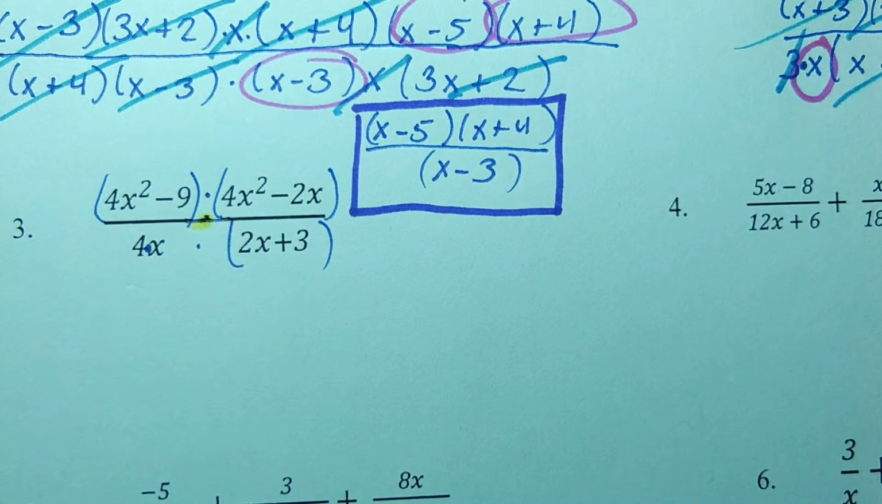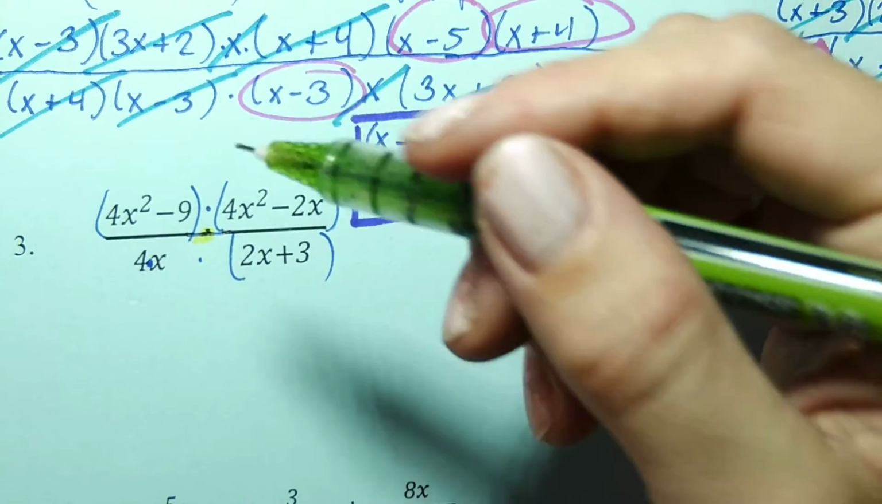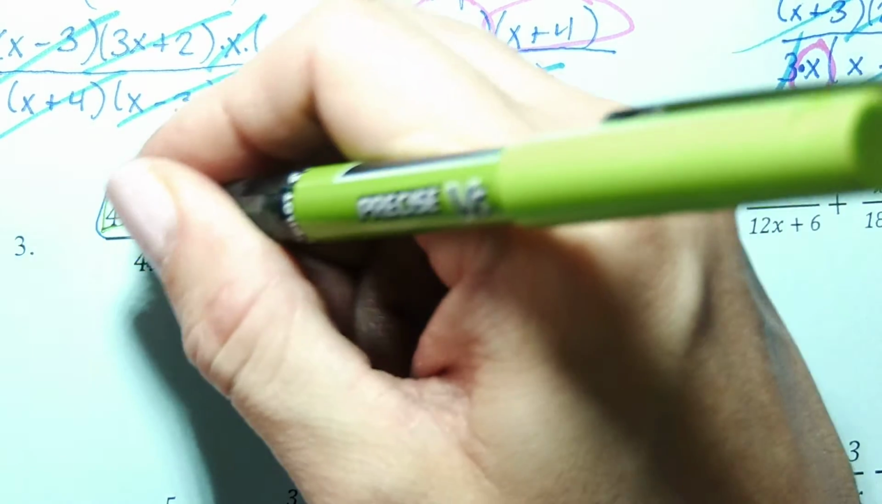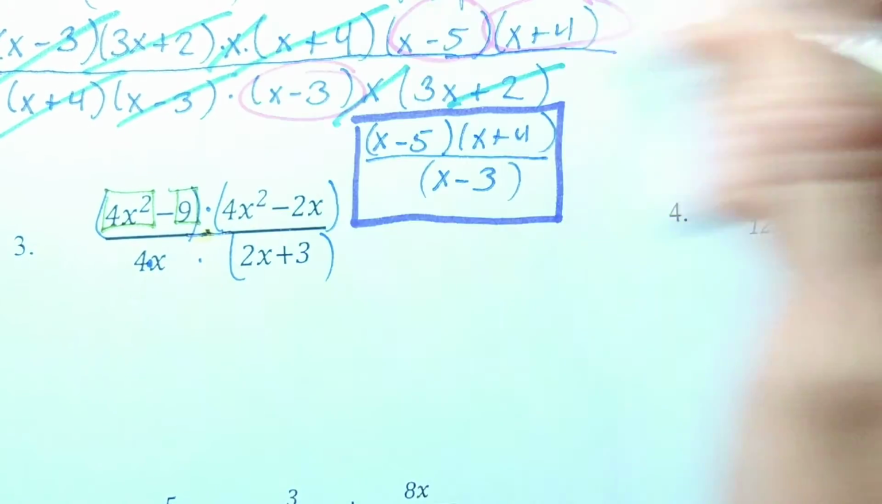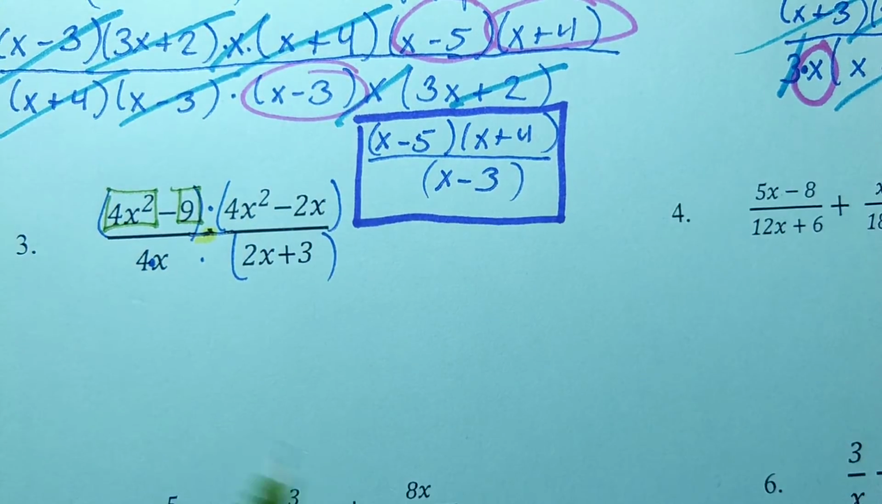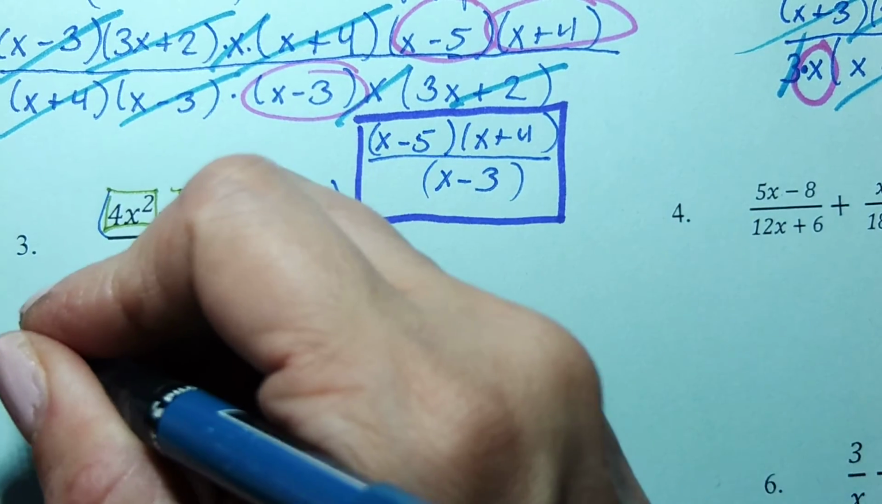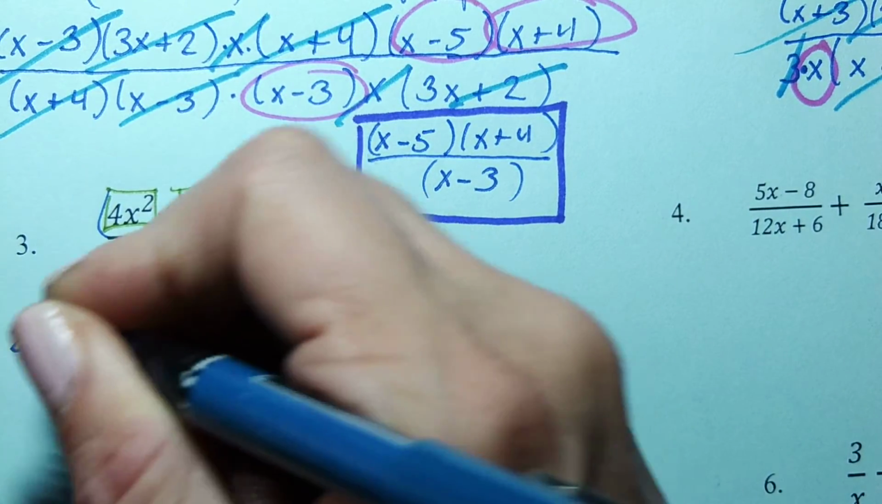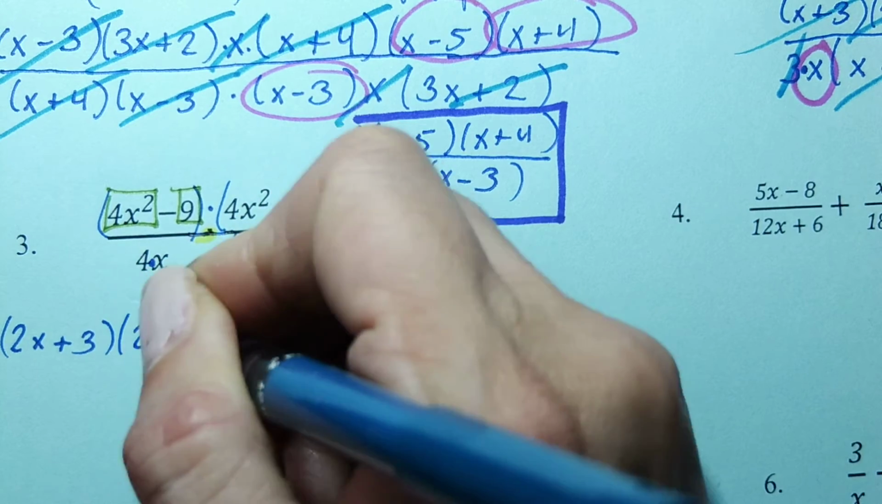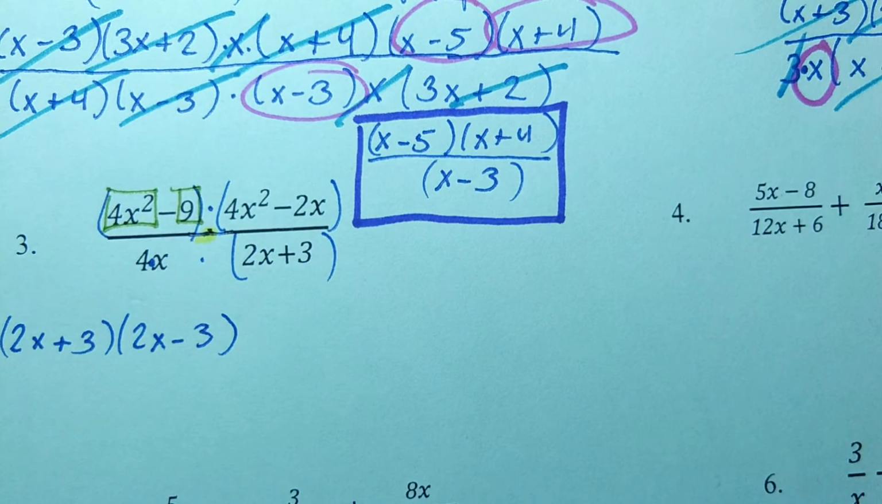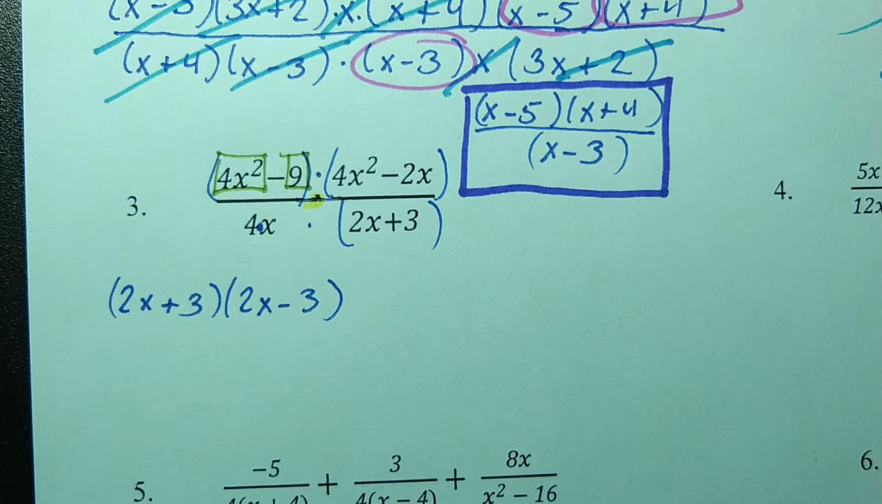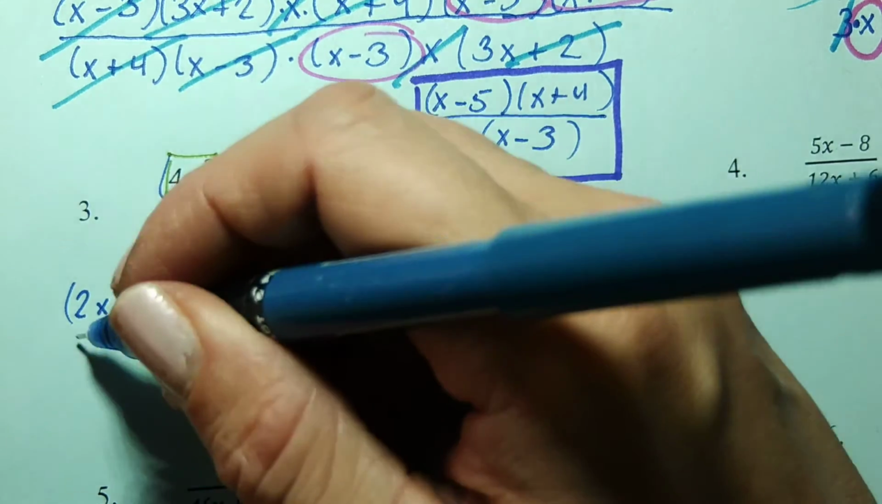How am I going to factor 4x squared minus 9? You could do the x method with a sum of 0, but 4 is a perfect square, and 9's a perfect square. Folks, this is difference of squares. So 2x plus 3, 2x minus 3. Perfect square factors of 4, 2 and 2. Perfect square factors of x squared, x and x. Perfect square factors of 9, 3 and 3. 1 gets a plus, 1 gets a minus.